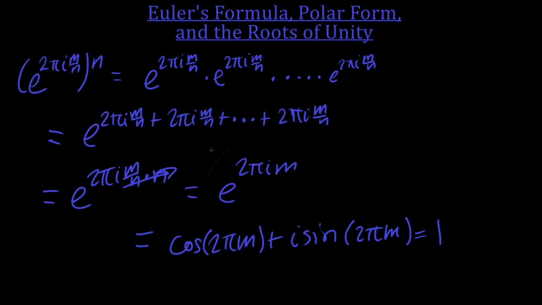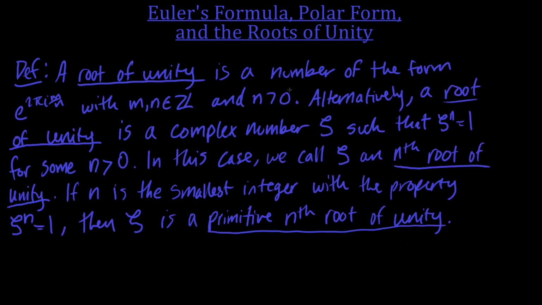Now let's go ahead and define the roots of unity. Okay, here's the definition. A root of unity is a number of the form e to the power 2 pi i m over n with m and n in the set of integers and n greater than 0. Now, something I want you to notice is that this form of number over here, e to the power 2 pi i m over n, is very similar to the form of numbers that we were just discussing, right? It's simply just not raised to the nth power. And so what this definition is saying is that any number of this form, e to the power 2 pi i m over n, is a root of unity.